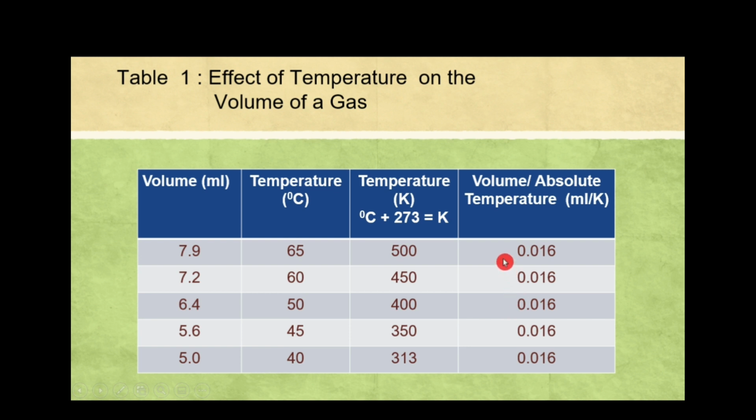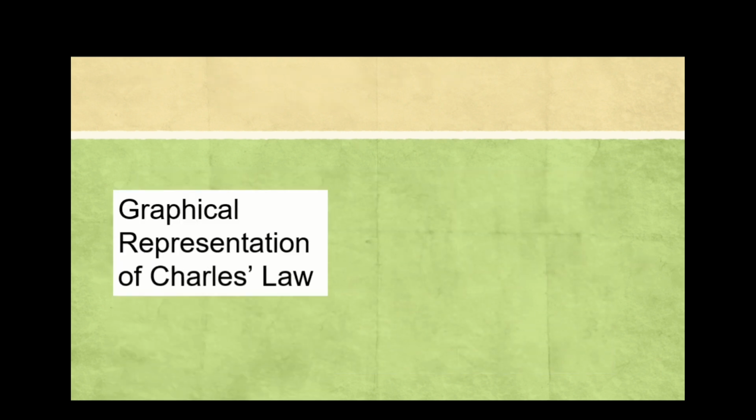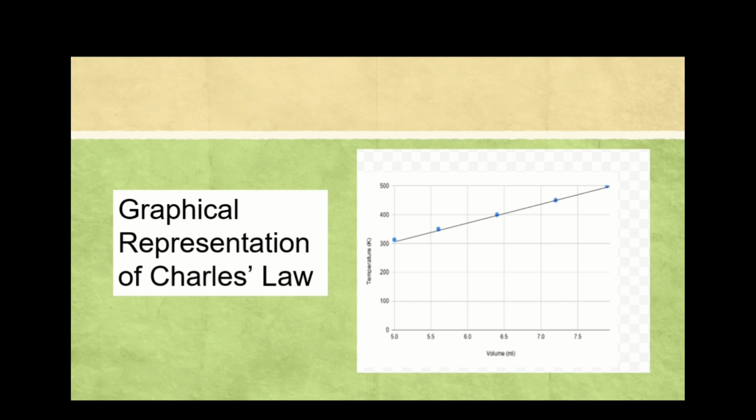is a constant proportionality between volume and temperature of a gas at constant pressure. Now, if we show those data in a graphical form, it will be like this. So, on the x-axis, we have volume expressed in ml. On the y-axis, we have temperature expressed in Kelvin. So, this line graph shows the direct proportionality between volume and temperature of the gas when pressure is held constant.